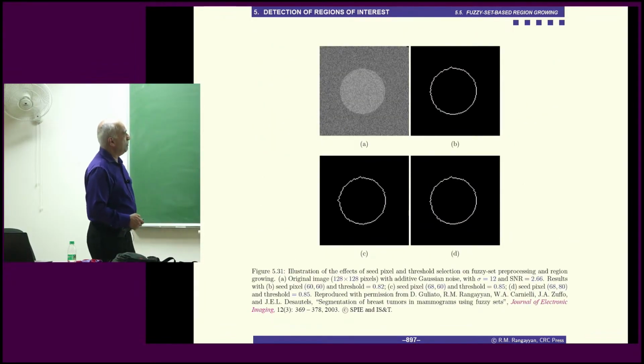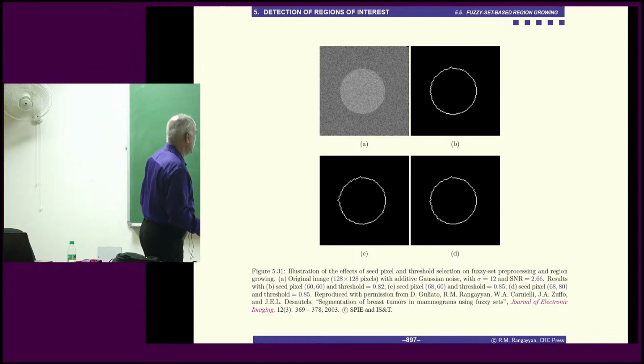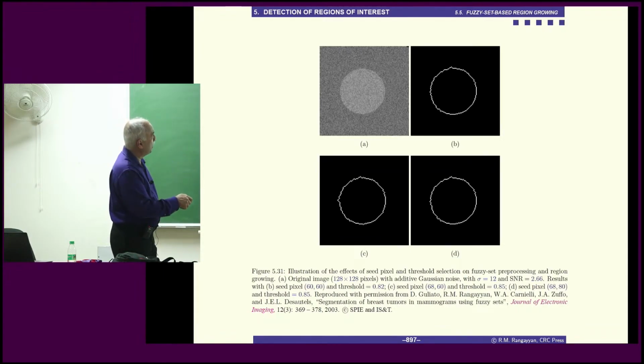So here is an example with a test image, a circle with noise, using different seed pixels. This is the original with Gaussian noise added. Seed pixel 60,60, and threshold 0.82 on the fuzzy region growing method. This is the contour we obtained. With a different seed pixel, 68,60, we got this. With 3 different seed pixels, we get similar results, not exactly the same, based on fuzzy region growing in spite of so much noise.